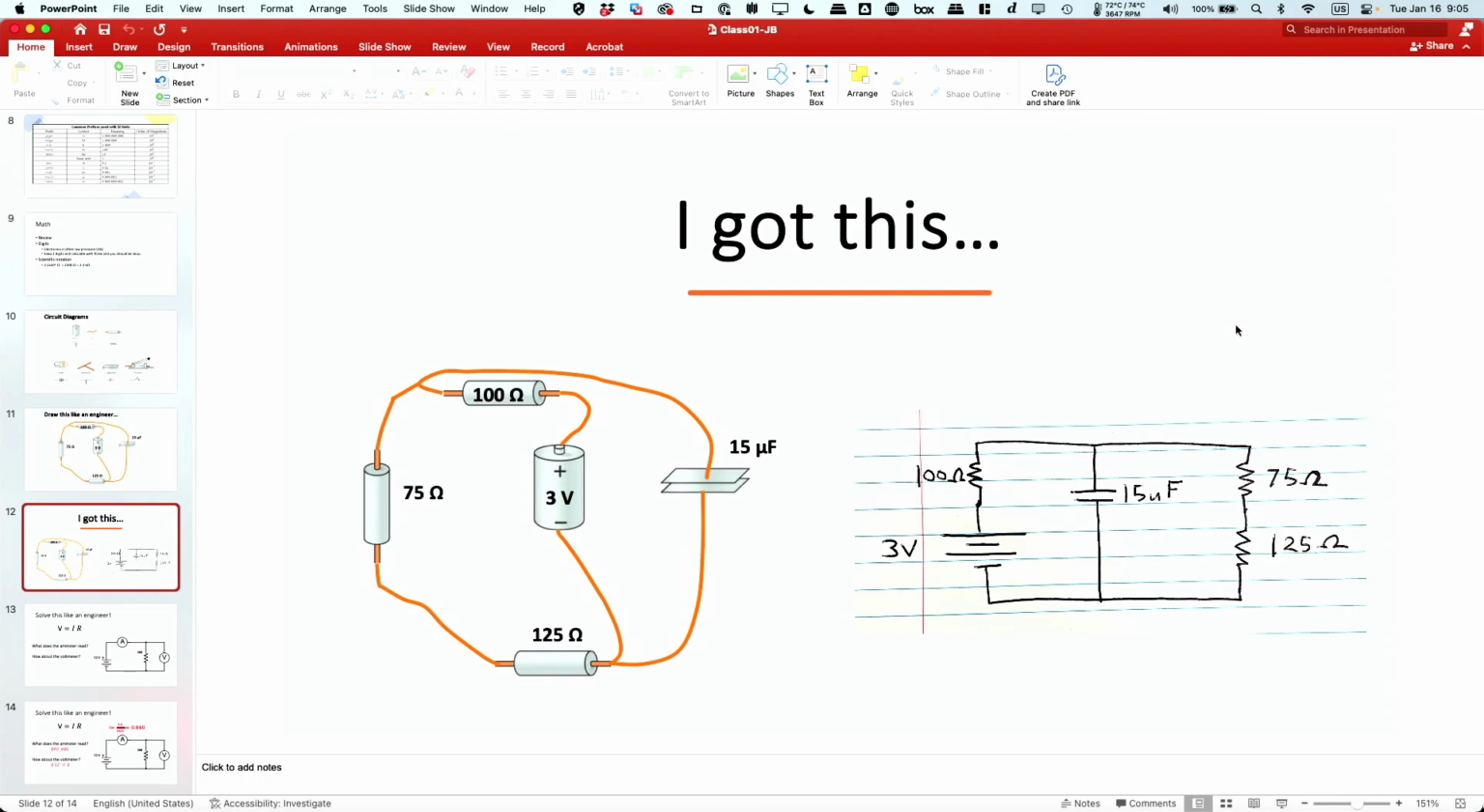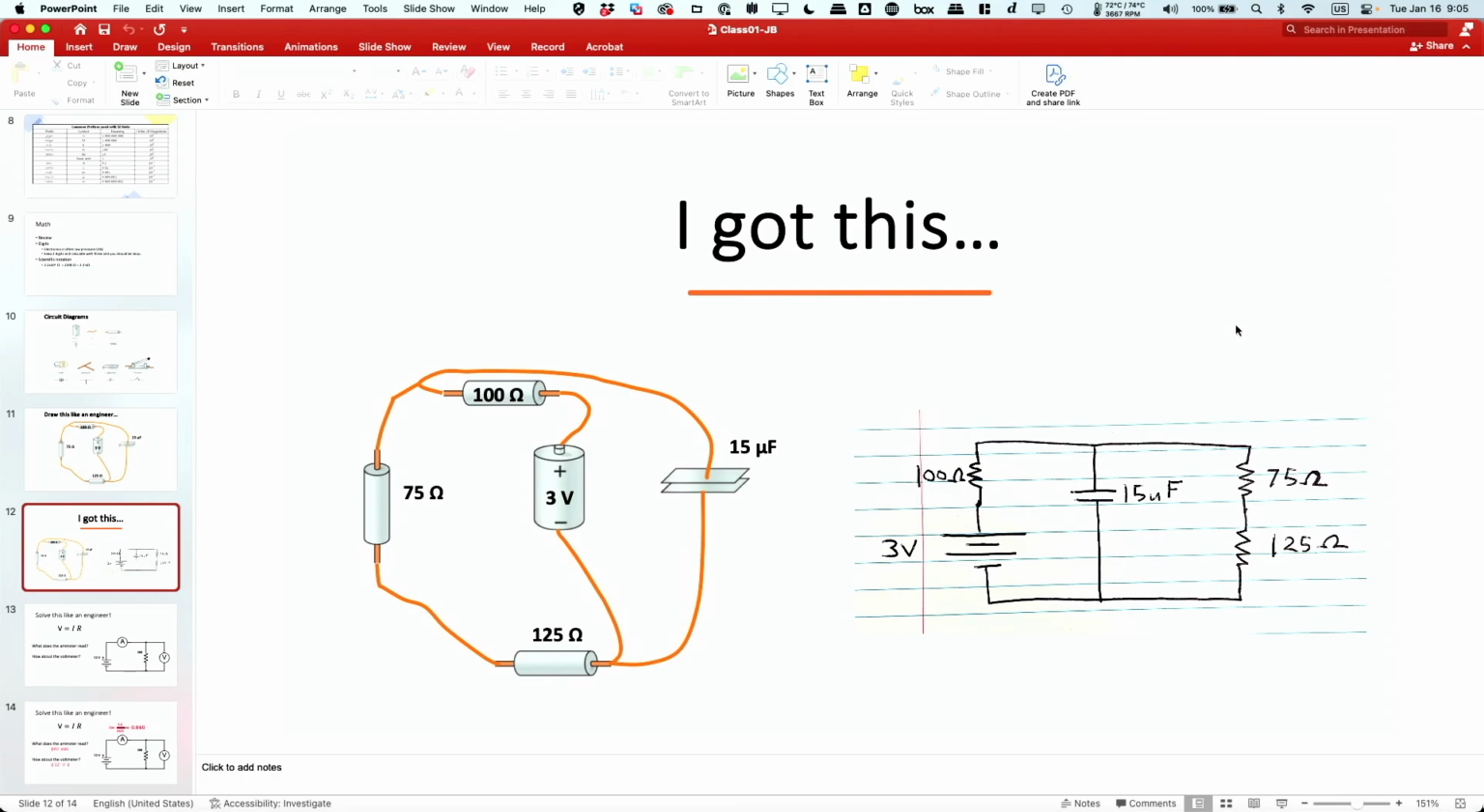What you probably ended up with was something which more represented the way it's drawn here, right? As in the spatial relationship stayed the same. Your 75 ohm resistor's probably still over here. Your 100 ohm resistor, you might have tilted it straight up, I don't know. But you probably left it like that.